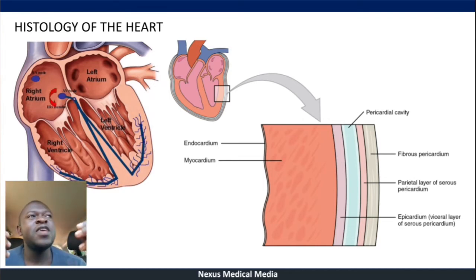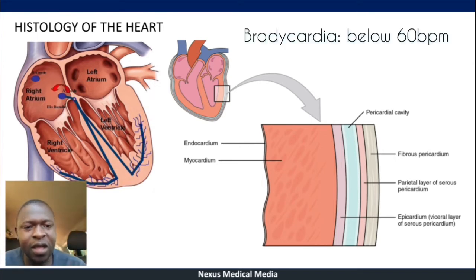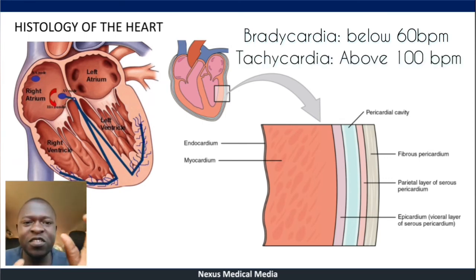So if the heart rate is below 60, it's called bradycardia. If the heart rate is more than 100 beats per minute, it's called tachycardia. Okay, cool. Right, so this sinus rhythm will go through the atrioventricular node or the AV node, then the bundle of His, and then the bundle of His will divide into right and left bundle branches, and then the Purkinje fibers, right? So that's the basic conducting system of the heart.